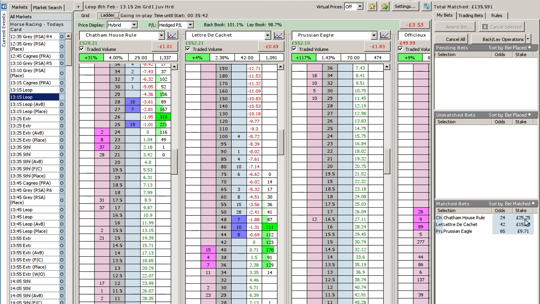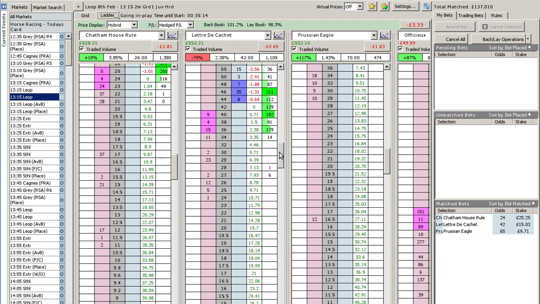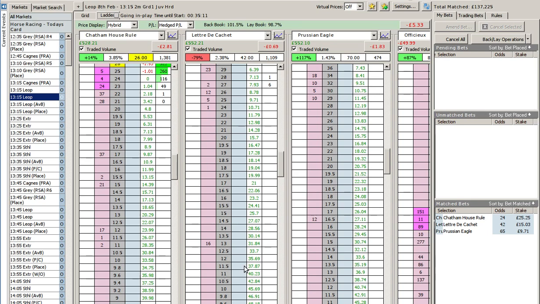Chatham House has got 25 quid on it, so it needs to recover £25 roughly. In order to recover £25, it's got to drop in price in running all the way down here. So it's going to drop from 25 down to 11.5. Similarly, these runners here would need to drop the corresponding amount. What you'll find is that they have to drop from where they are just now to much the same sort of price, 11.5. So you'll see they've got a lot to go.